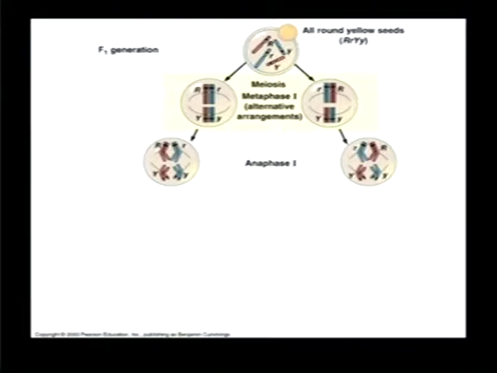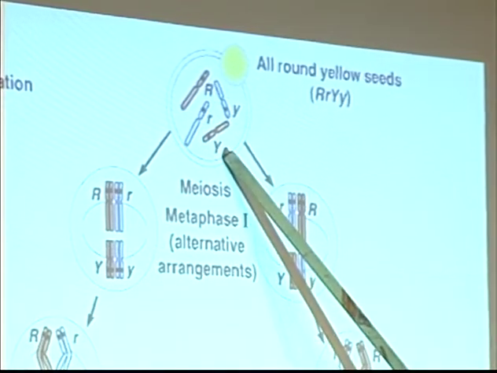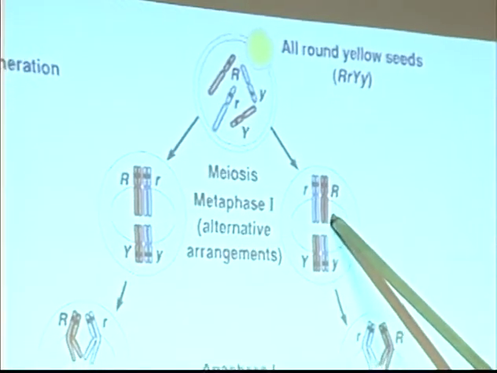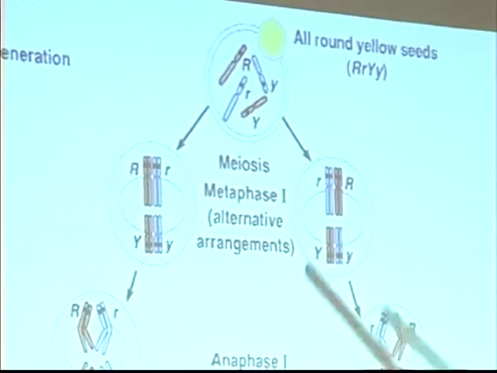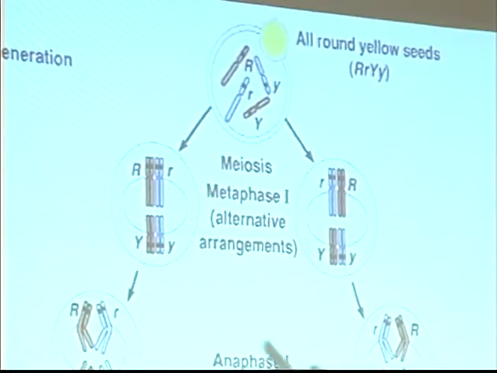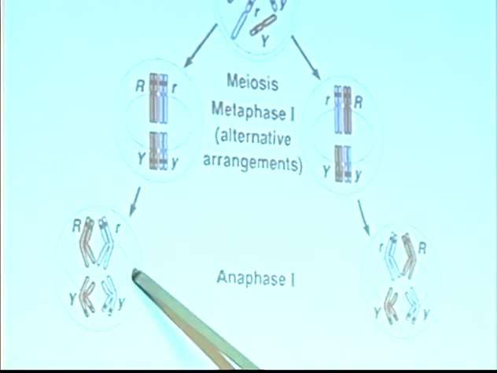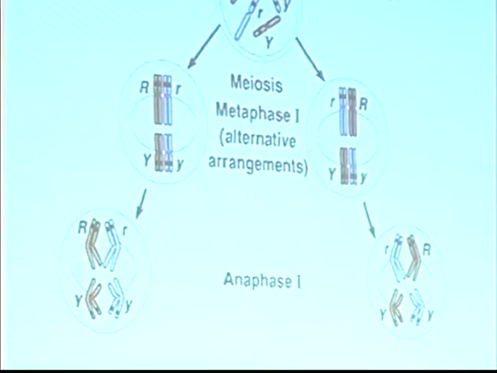All right, so here's an individual. We're going back to our round yellow seed phenotype in peas. This individual is big R, little r. The Y gene is on a different chromosome, so we've got big Y and little y on different chromosomes. In meiosis, we have two different possibilities or arrangements. We could have big R and big Y on one side, little r, little y on the other side, or the opposite arrangement. When you go through anaphase in these two possible arrangements, here you're going to end up with a cell that has big R, big Y, a cell that has little r, little y. Here's a cell that has little r, big Y, and a cell that has big R, little y.